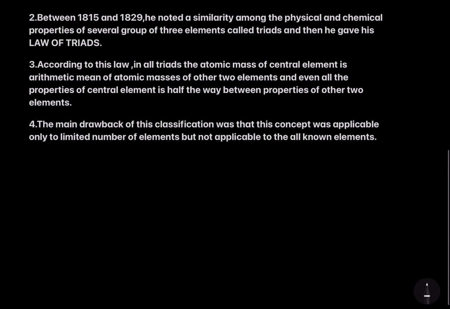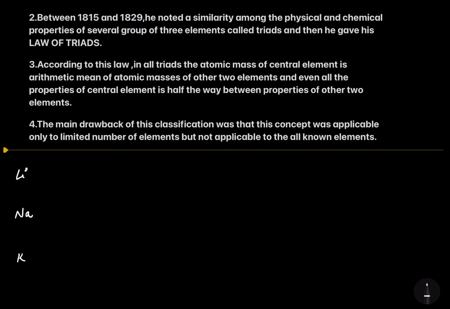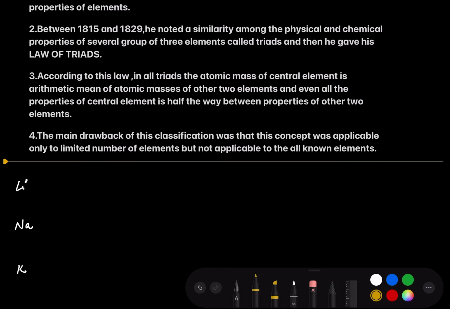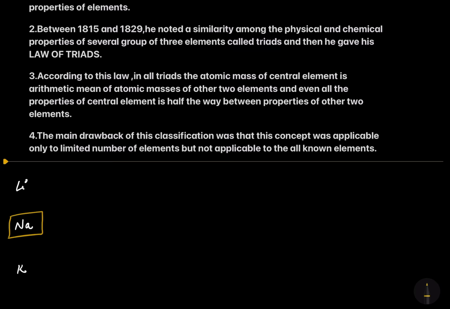So let me write. The first triad that we are having is of lithium, sodium and potassium. What's the third point saying? According to this law, in all triads, the atomic mass of the central element, here the central element is sodium, is the arithmetic mean of the other two elements. So let us evaluate it first.